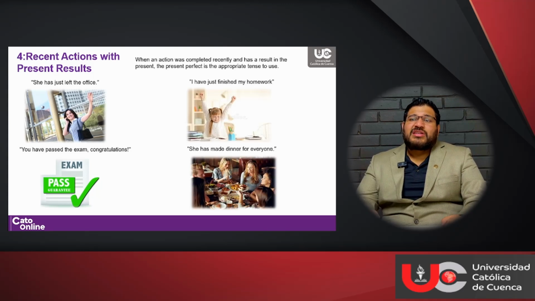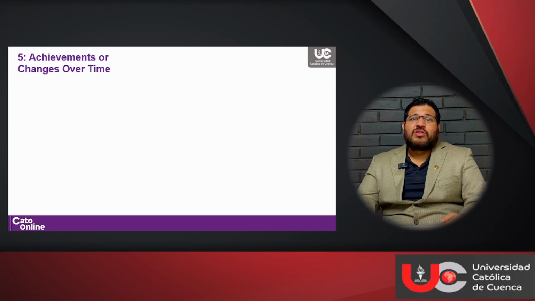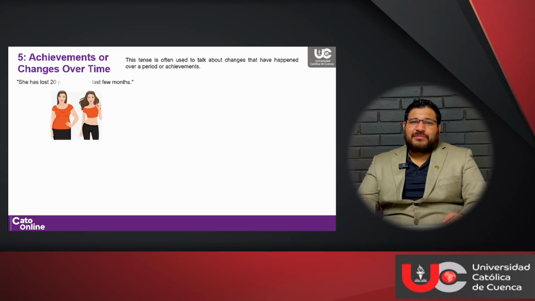And here, she has made dinner for everyone. So that means that the recent action was that she made dinner for everyone. But in this case, it is using the present perfect tense. Another function of the present perfect tense is that you can talk about achievements or changes over time. For example, what happened in here, okay?